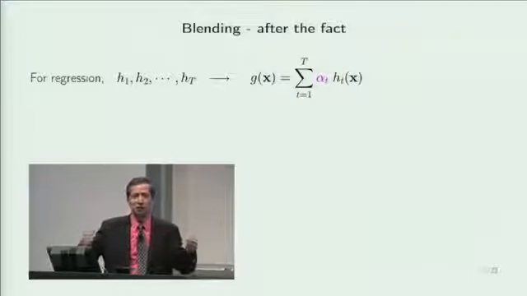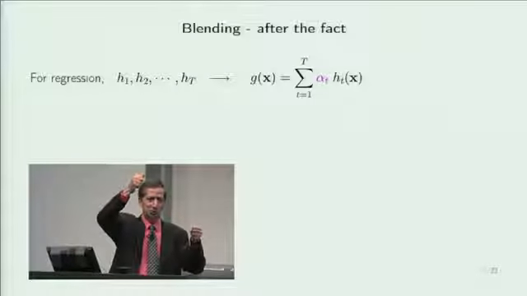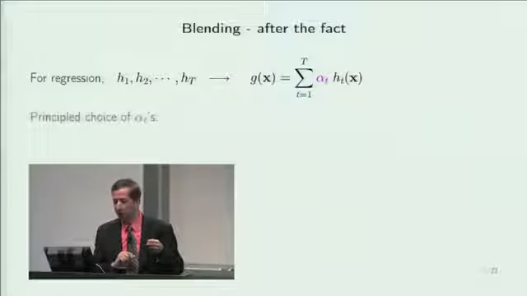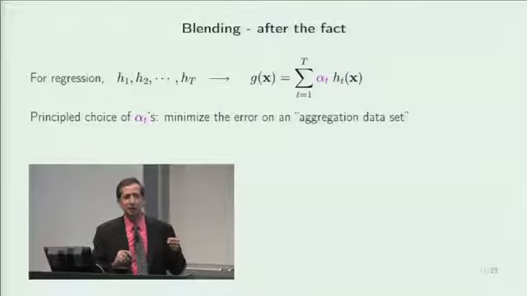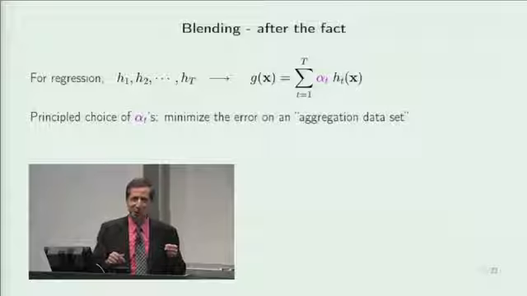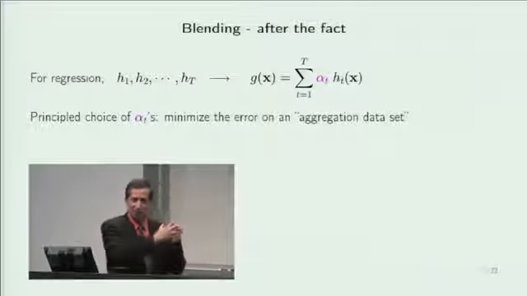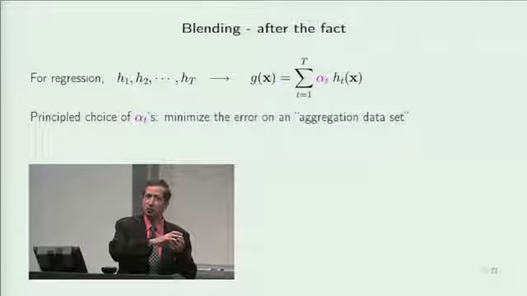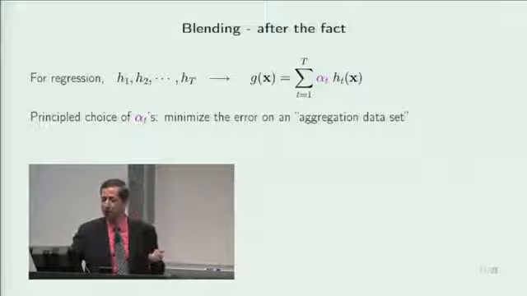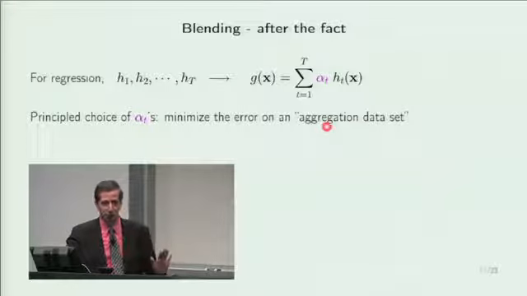Now, you take the solutions as if they were the inputs, okay? And you are trying to predict the output, which is the same output. So you are going to have a principled choice of alphas using now not a training set, not a test set, not a validation set, but an aggregation set. So you set aside some points that were not used in the development of these guys, okay? And then you use those just to decide what are the best coefficients for these solutions, such that the error on that aggregation set is the best possible, okay?